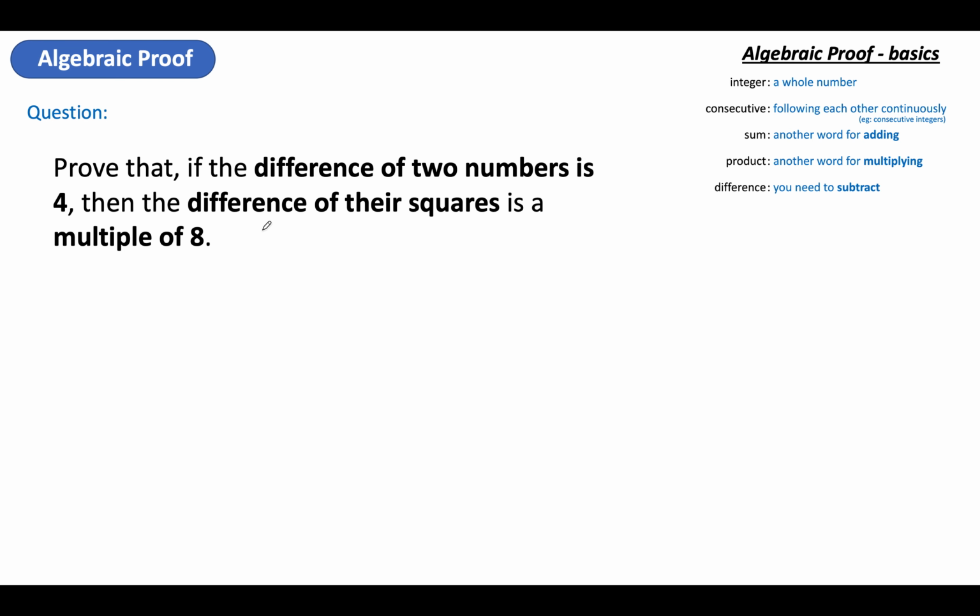Right, unpause, and I bet you have fun with this one. Right, difference of 2 numbers is 4. That means if I have 2 numbers, so n and m, if I take one away from the other, I get 4. And it's saying, if that's true, then the difference of their squares is a multiple of 8. So what I want to do is go, if I do n squared, take away m squared, it equals 8 times something. It's a multiple of 8.